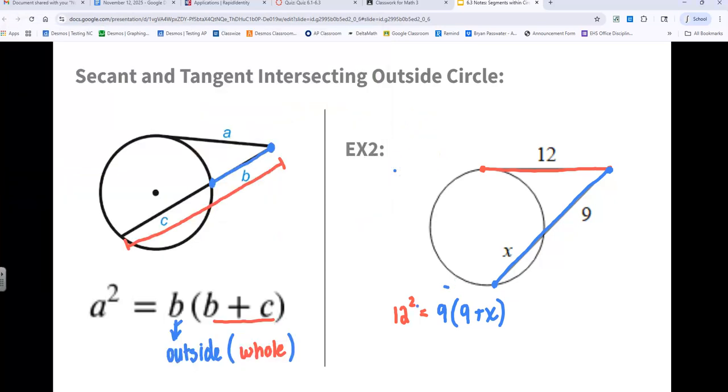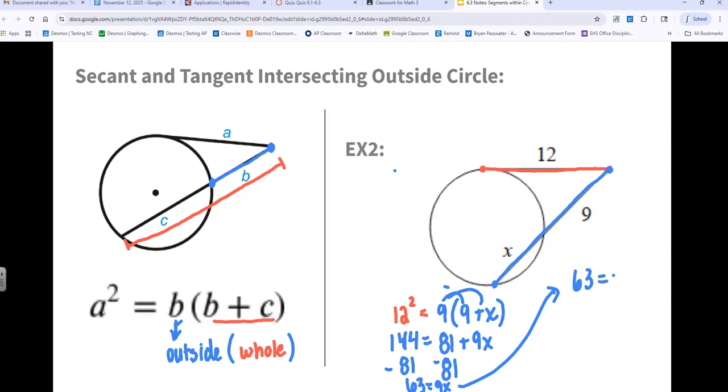I would just need to say 12 squared is 144. I could distribute my 9. I've got 81 plus 9x. I would subtract 81, which is going to give me 63. So let's go over here. I got 63 equals 9x. And then I'm just going to divide by 9. And 63 divided by 9 is 7. But use Desmos if you want, if you'd rather not solve it by hand.